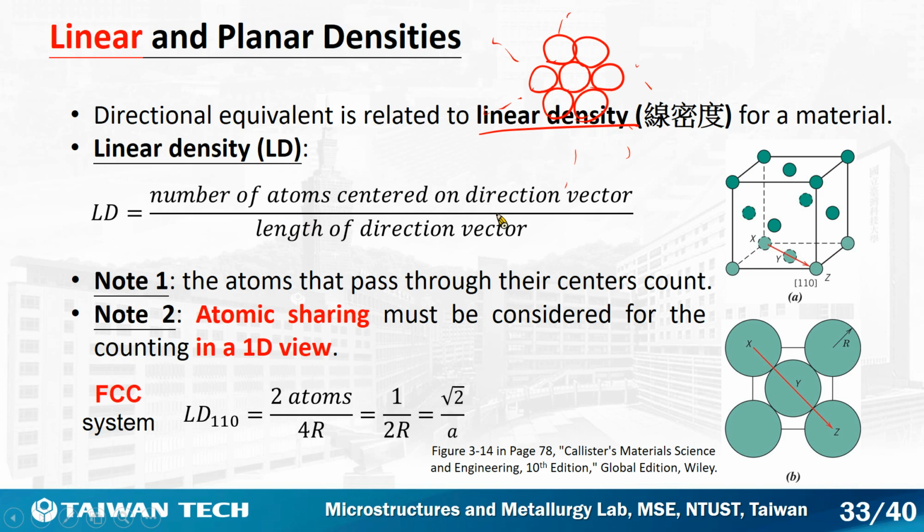And there are two notes here. First, the atoms counted should pass through these centers. And second, we also need to consider atomic sharing. But because this is a linear density, we view it as a line. For example, we try to calculate the linear density here. How about this length? Okay, this is R, this is 2R, this is R. So the length will be 4R.